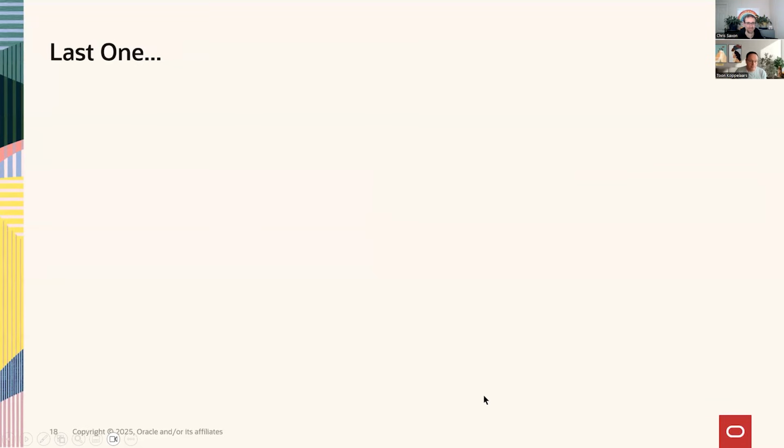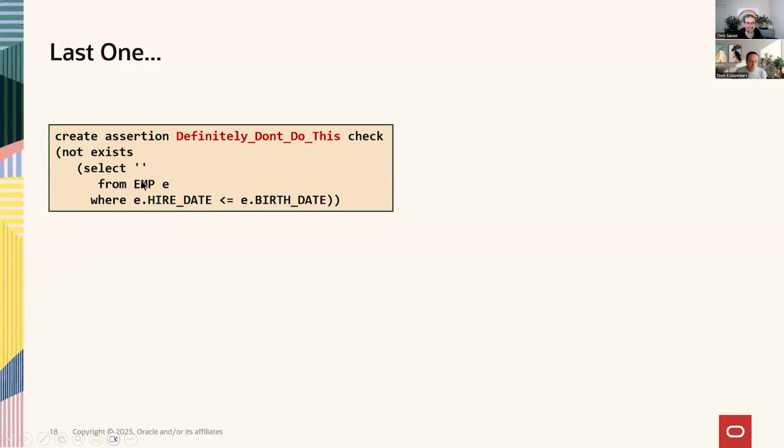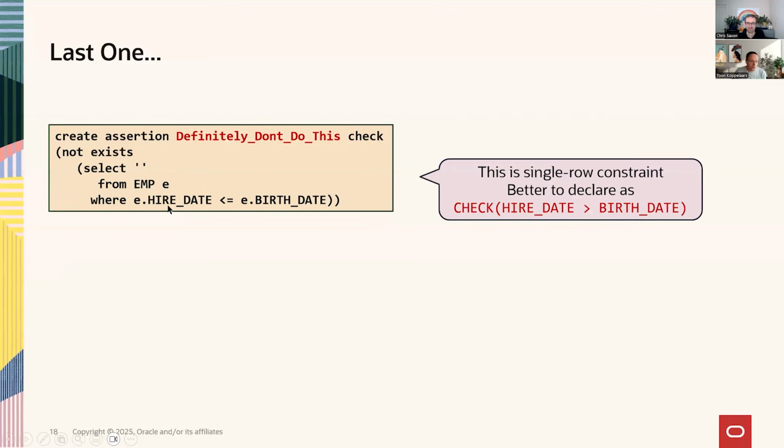Finally, some of you may already guess this, I can do check constraints as well with assertions. Here I'm looking for an employee whose hire date is less than or equal to the birth date, which would be odd, right? I mean, you cannot be hired before you were born. And I'm saying that that's not allowed to exist. But the equivalent would be to just add a check constraint: check hire date greater than birth date. So these two are equivalent, but again, the check constraint will outperform this assertion.